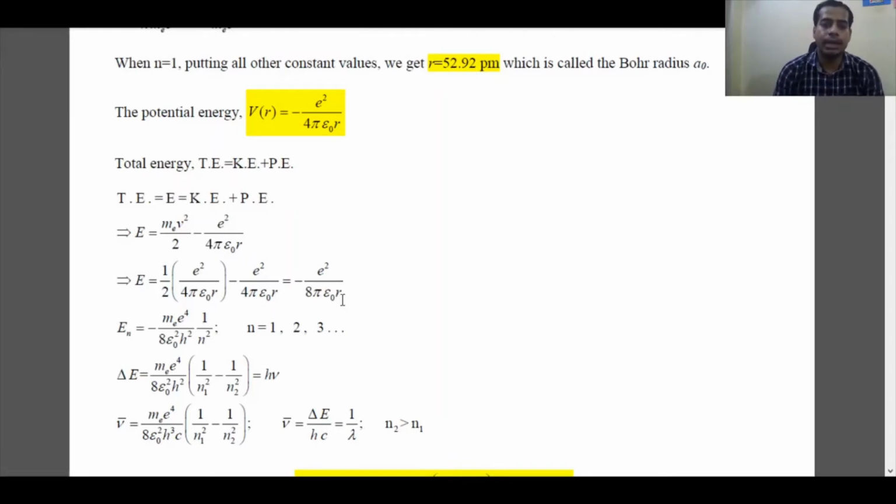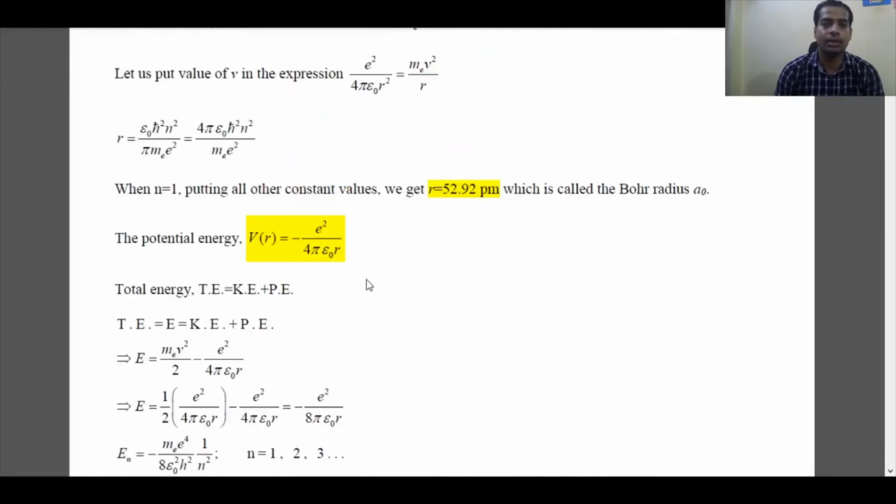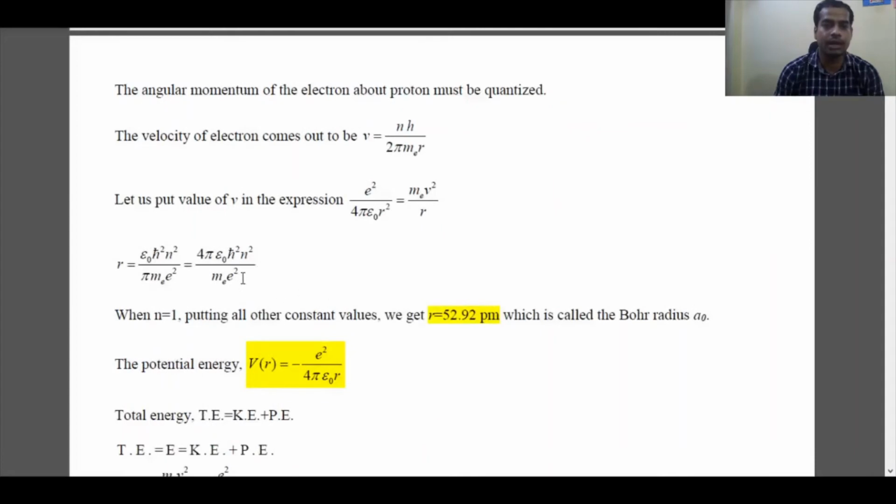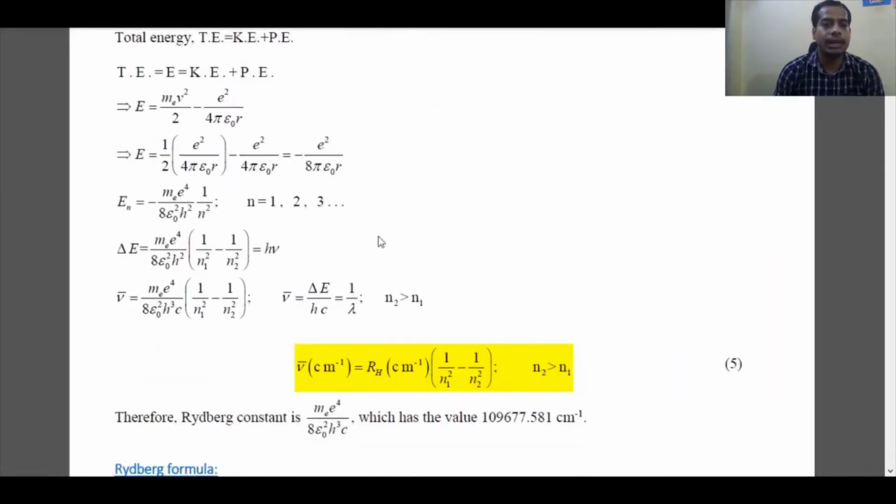Now here we will again substitute the expression for r, which we have already obtained. If we substitute that, we will get the energy in terms of the variable parameter n. The other parameters are constant again here: m e to the fourth over 8 epsilon squared h squared. They are all constants here. The only variable parameter is n squared, so energy has an inverse relation with respect to n squared.